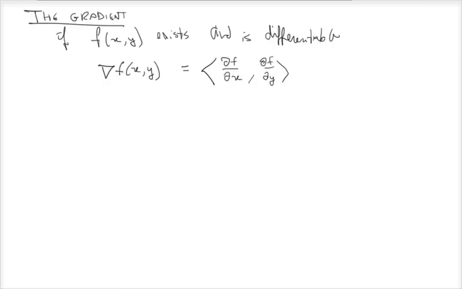So, if we have a function with two independent variables, it exists and it's differentiable, then you say the gradient of that function f, and the little gradient sign is this kind of upside down delta right there, is equal to the vector, the first component of which is the partial derivative of f with respect to x, and the second component is the partial derivative of f with respect to y.